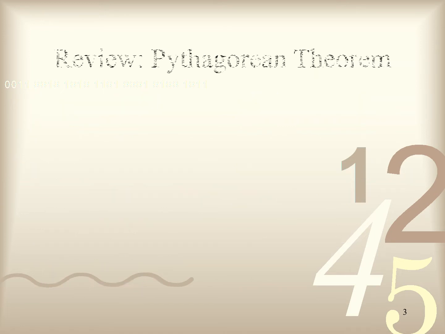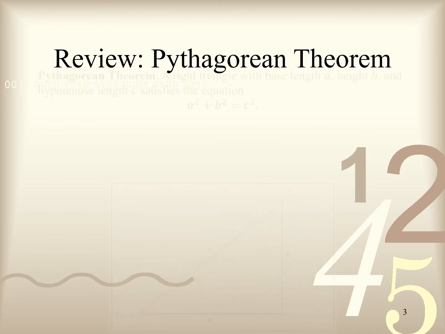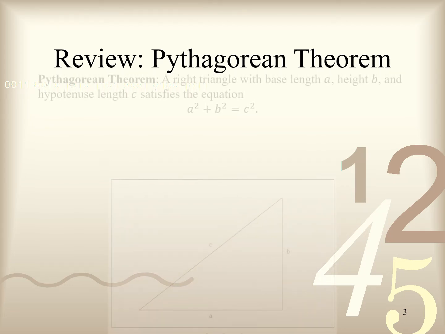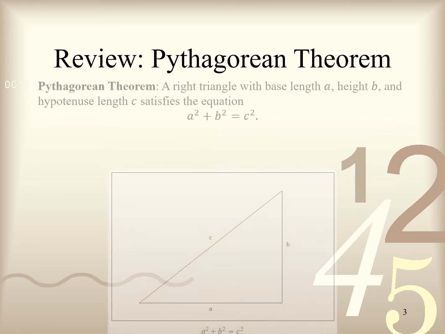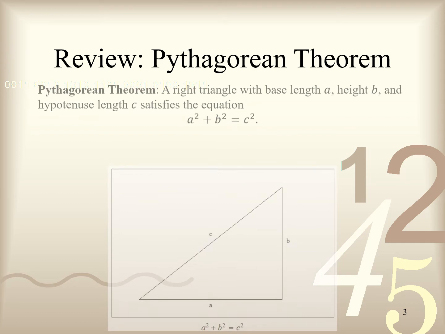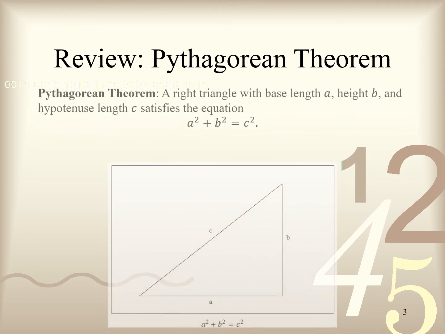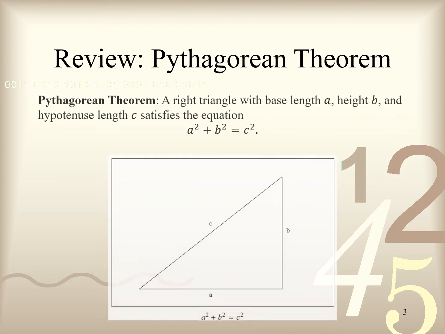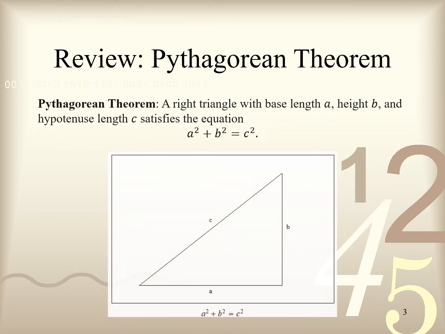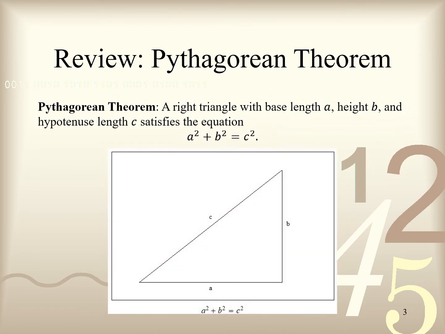Let's quickly review the Pythagorean theorem. Named after the ancient Greek philosopher and mathematician Pythagoras, the Pythagorean theorem states that a right triangle with base length A, height B, and hypotenuse length C, satisfies the equation A squared plus B squared equals C squared. The base and height of a right triangle are also often referred to as the legs of the right triangle, in this case of length A and B.